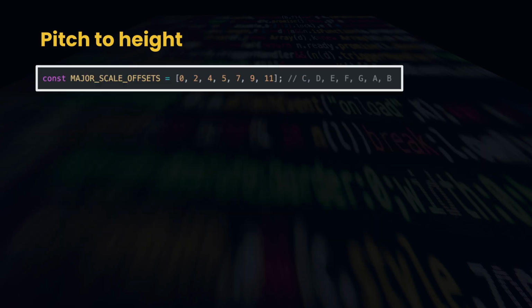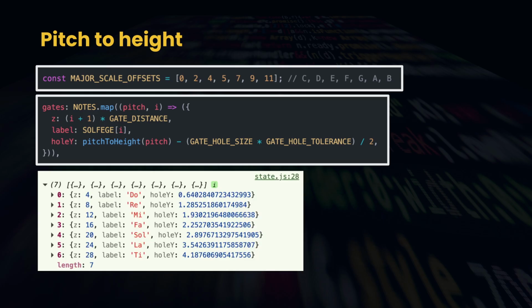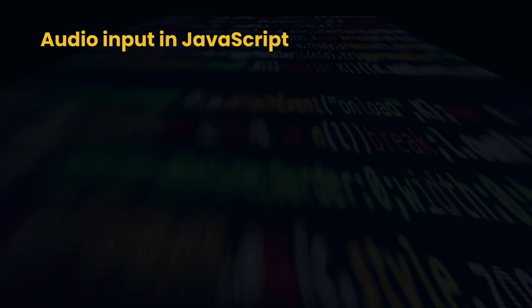We can use it to create the gates from the scale offsets, like so. Every hole has the height dependent on the pitch, and we just decrease it slightly with a parameter gate hole tolerance so that it's bigger than the ball, as promised. Let's look into the result. As you can see, almost every single hole is about 0.6 above the previous one. The only exception are these two nodes. Here it's just the half because the node offset grows by 1, not by 2, as in all the other nodes.